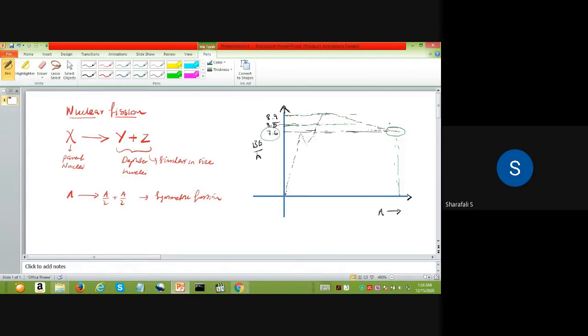Now on this side we have the heavy nuclei like uranium. Normally we can have uranium 235, natural uranium, or uranium 238, all those things.